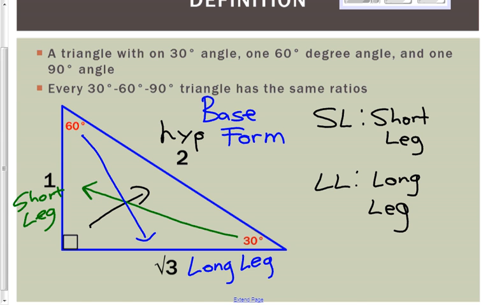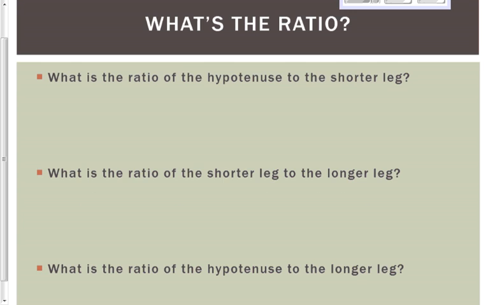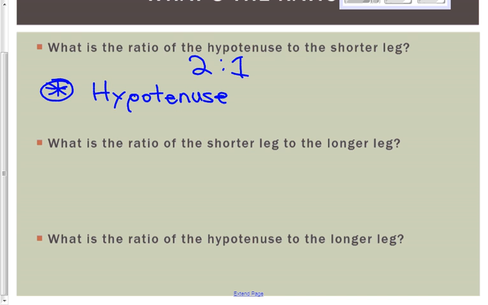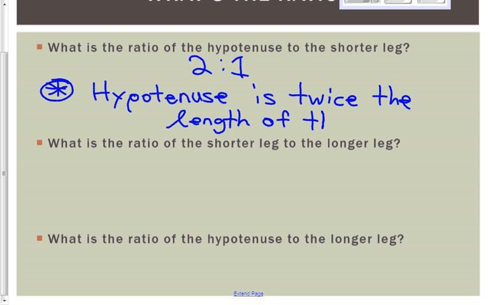Looking at these ratios, the first one says, what is the ratio of the hypotenuse to the short leg? Hypotenuse is 2, and the short leg is 1. In other words, this ratio is telling us that the hypotenuse is twice the length of the short leg. And we're going to use that info in just a second to set up an equation.